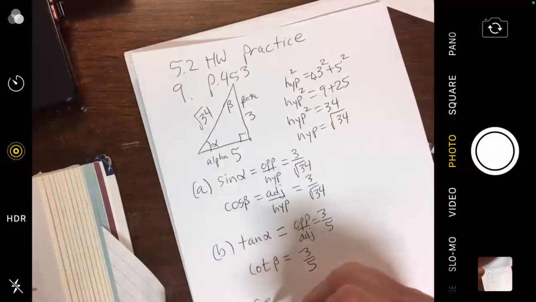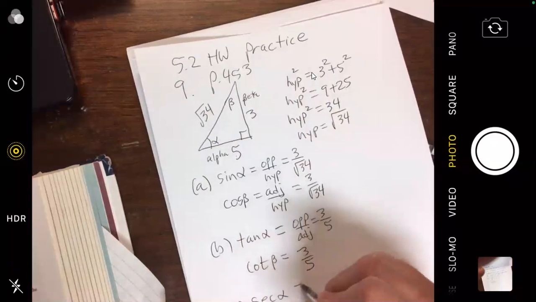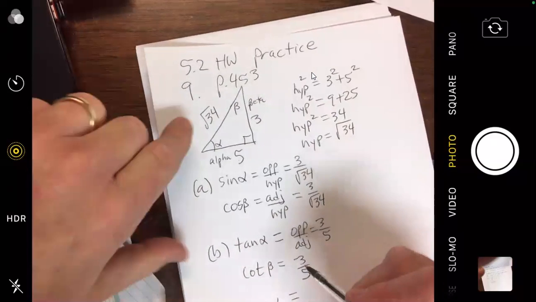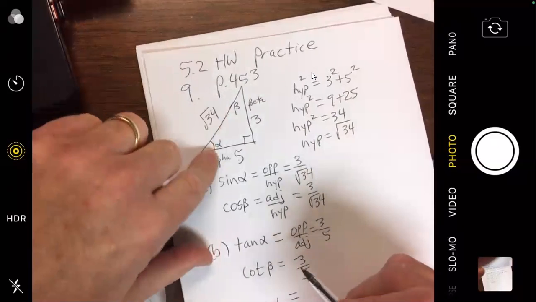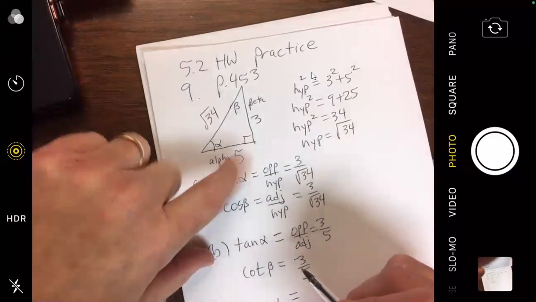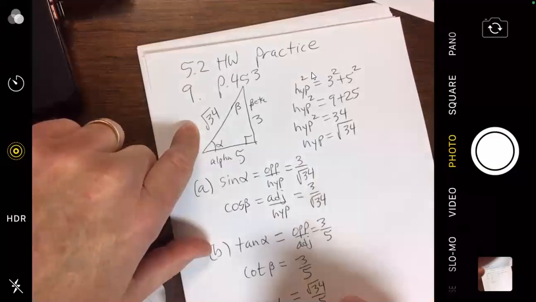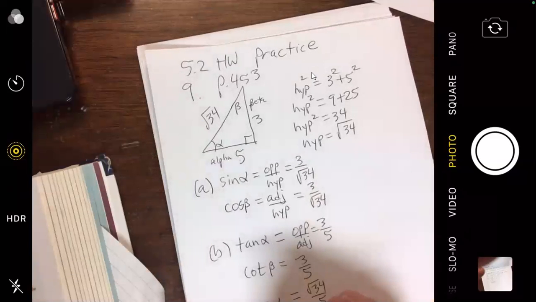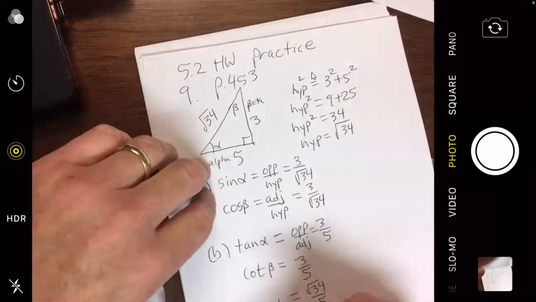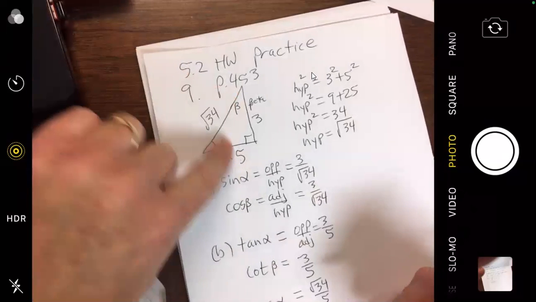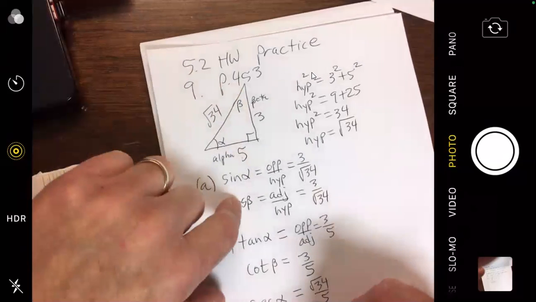Secant alpha, I bet these are equal too. Secant alpha is 1 over cosine alpha. I would do the cosine first. Cosine of alpha is adjacent over hypotenuse, would be root 34 over 5. Secant, cosecant beta, sine of beta would be 5 over root 34, so it would be root 34 over 5. Yeah, they're equal.